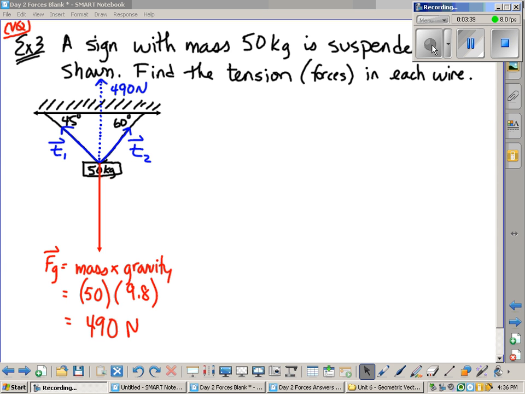If this is 490 newtons, exactly, then the sign is in place, and it's not moving, and it's in balance. So we need to use the sum of T1 and T2 and hope that it results in a vector that's 490 newtons going straight up, because it has to counterbalance the 490 newtons of gravity that is pulling it straight down. Next comes taking the picture and drawing a vector diagram. Okay, so this is our vector diagram.